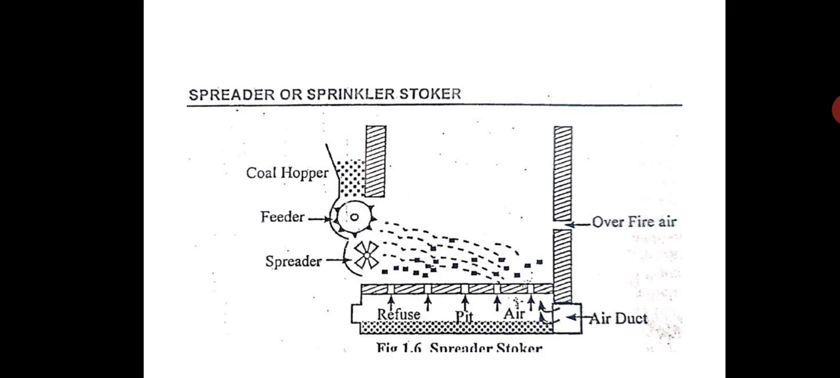The fuel burns rapidly and hence the caking tendency is very low. Because fast combustion takes place here, the caking tendency is low, and you can use caking coals, whereas in the traveling grate you cannot use caking coal. And it can respond quickly to load variations. So in case of high demand of power, you can supply more coal and generate a high quantity and quality of steam.